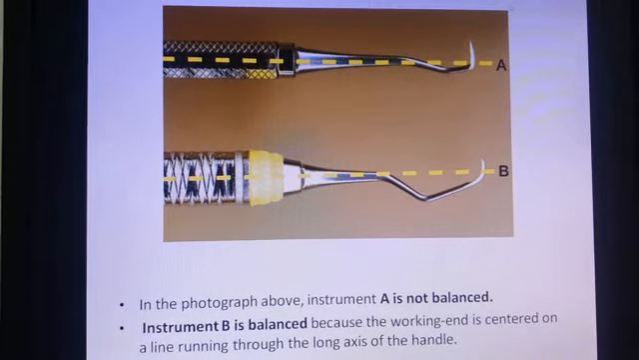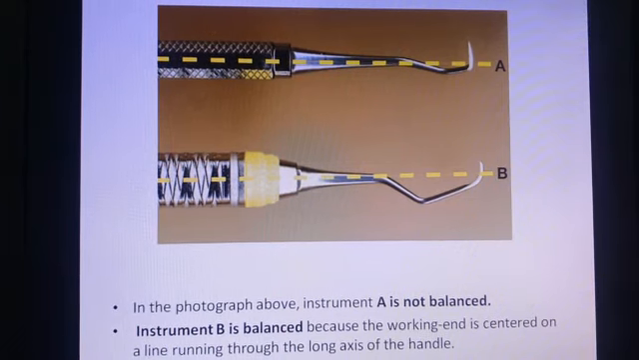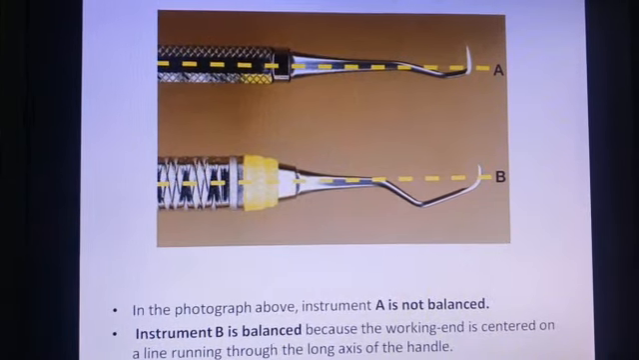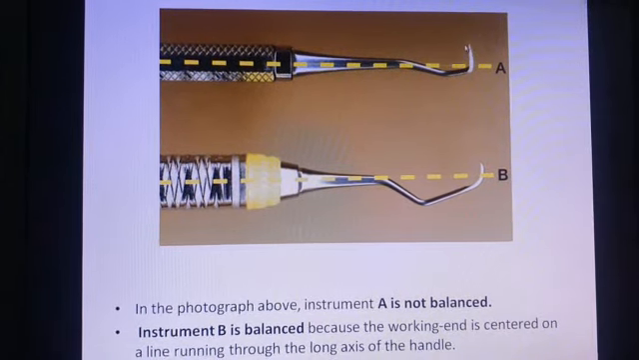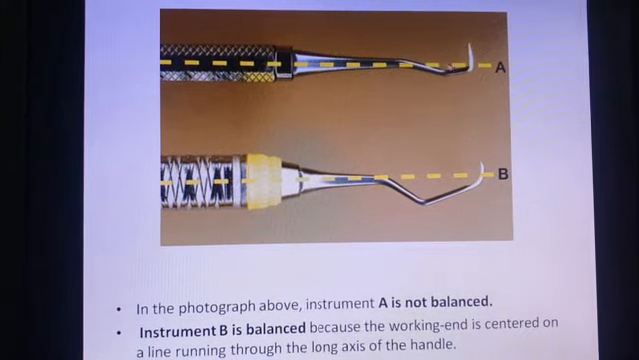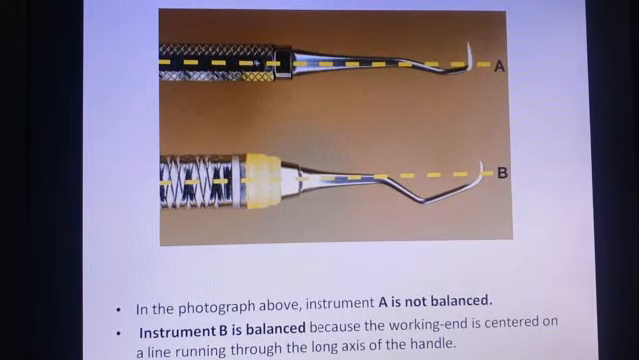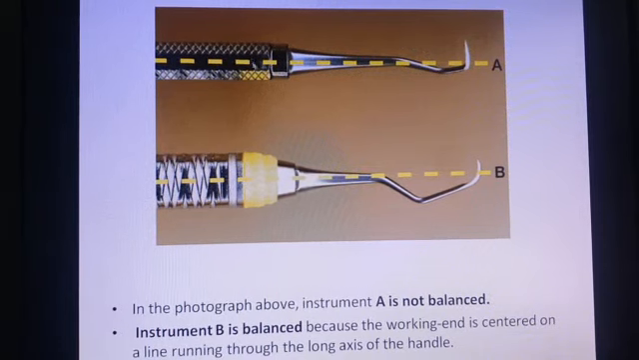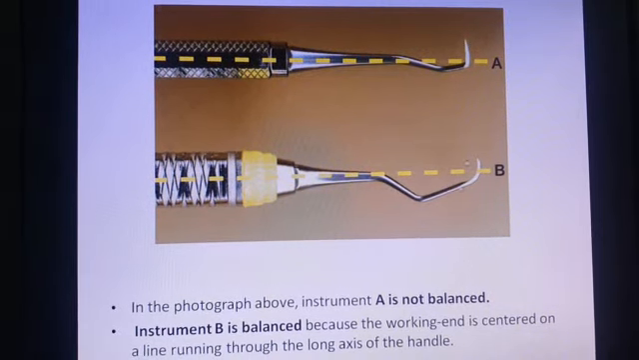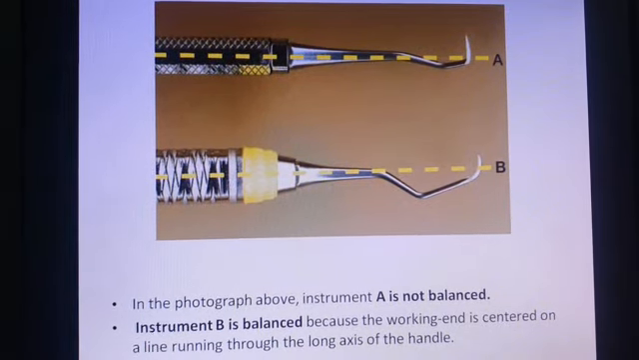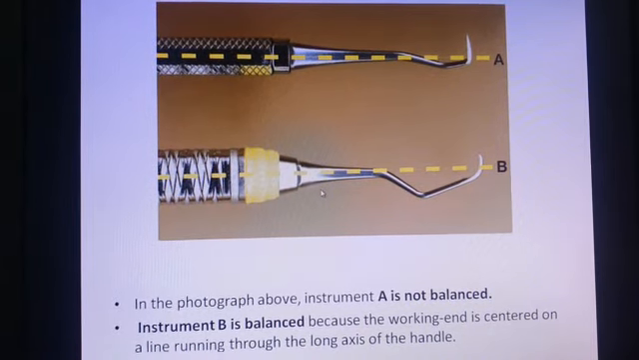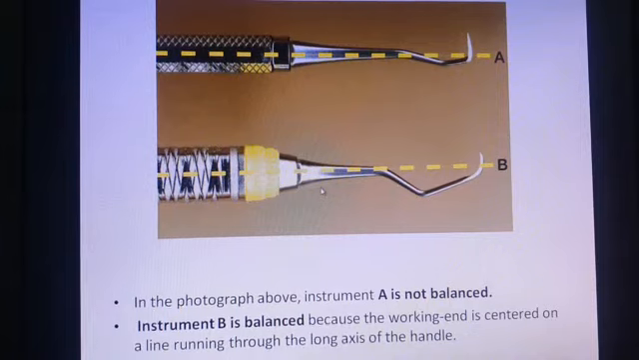Here you can see two types of instruments, A and B. In instrument A, the working end is not aligned with the long axis of the handle, so this instrument is not balanced, while in instrument B, the working end is centrally aligned with the long axis of the handle, so this instrument is the balanced instrument.